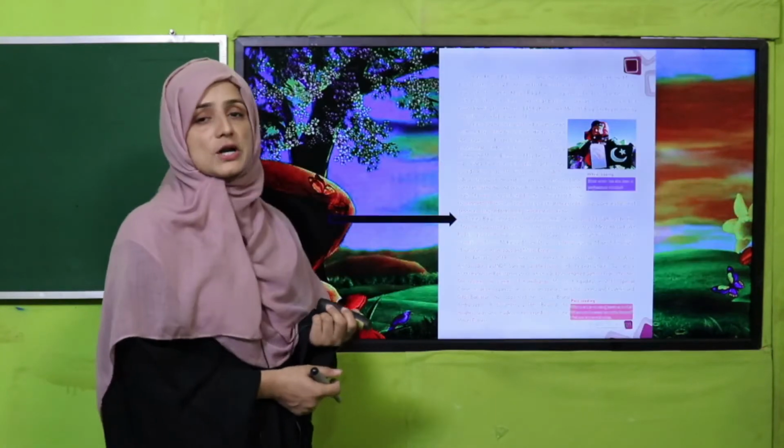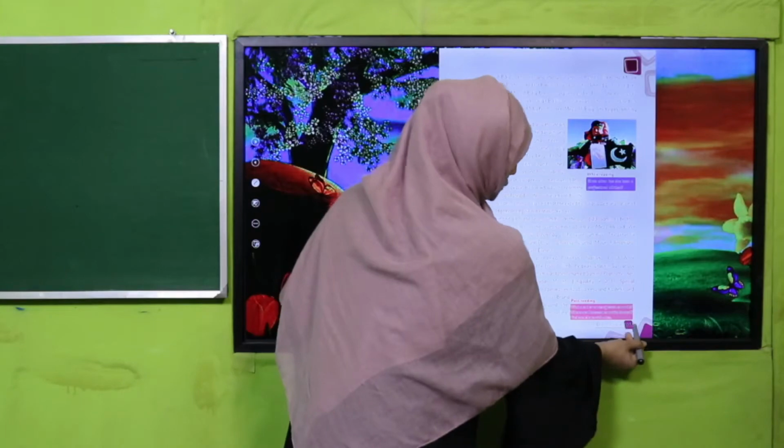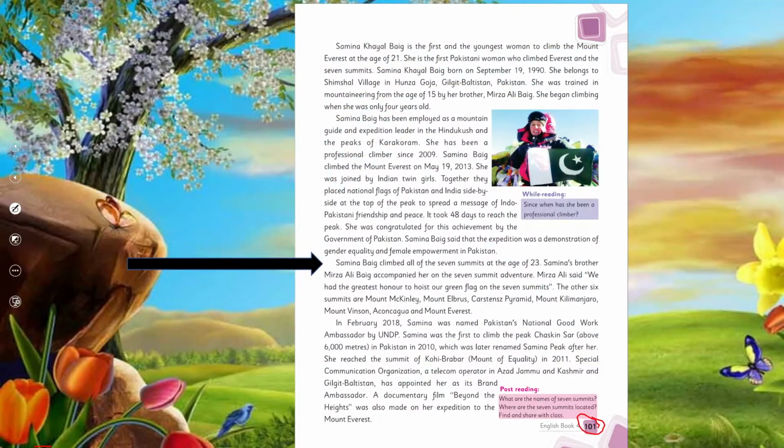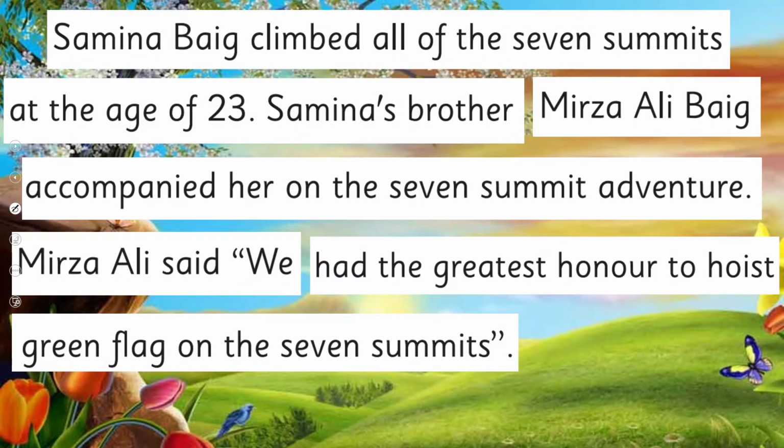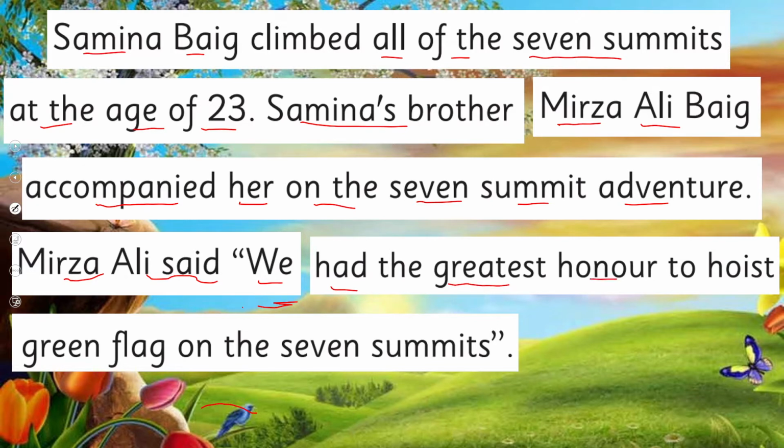So now we are going to start the rest of the lesson on page number 101. Open your book, and we will start from the next third paragraph. Samina Beg climbed all of the 7 summits at the age of 23. Samina's brother Mirza Ali Beg accompanied her on the 7 summit adventure. Mirza Ali said, "We had the greatest honor to host the green flag on the 7 summits."